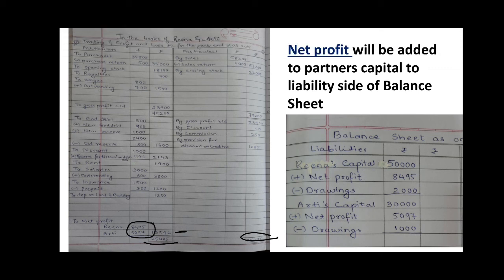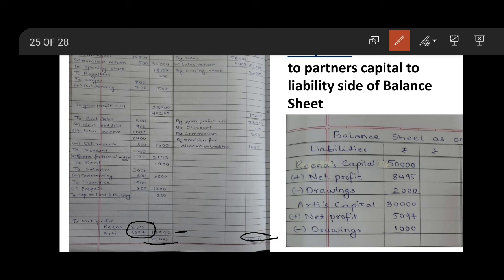Now this net profit will be added to the partners' capital on the liability side of the balance sheet. This was the capital of Reena. Here we got the net profit of Reena as 8495, which we have written here. We will add this net profit of Reena, and we have Aarti's net profit too. So Aarti's capital is written in this capital. We will add the net profit of Aarti, that was 5097.